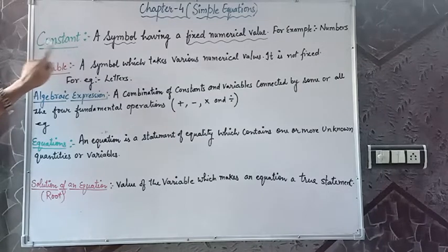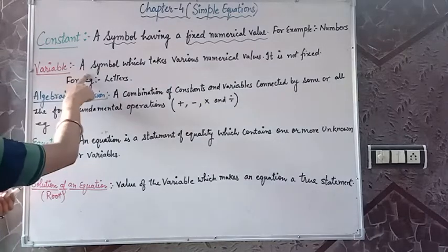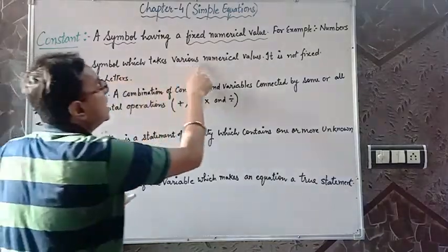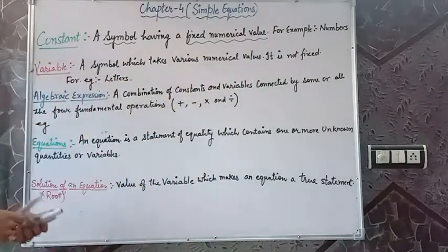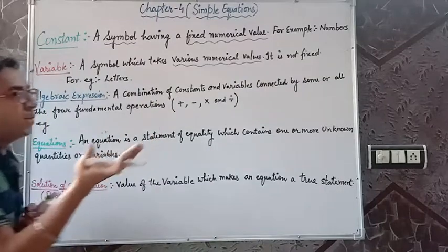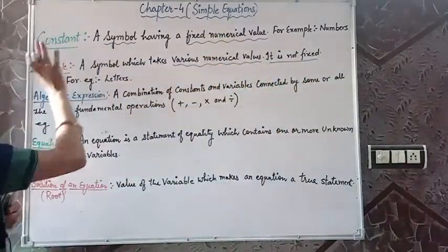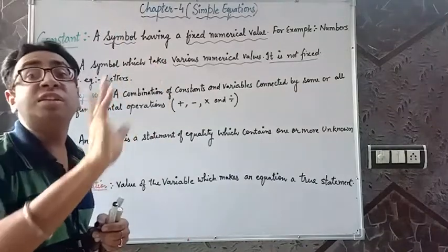Next symbol, variable, which varies. What do you mean by varies? Which keeps on changing with time. That is what vary means. So a variable is a symbol which takes various numerical values. Numerical values means it is not fixed for sure. Unlike constants, variables are not fixed. They keep on changing their values.